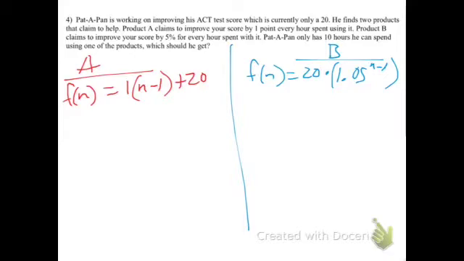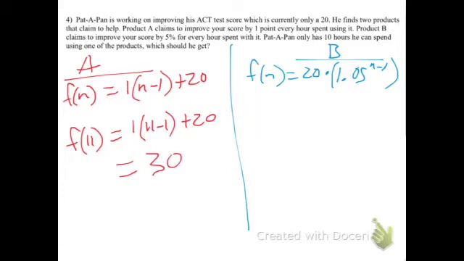With Plan A, if you plug in 10 hours, which would be the 11th term, because we're starting at 0, you'd have 1 times 11 minus 1, that's just 10, plus 20. Well, 1 times 10 is 10, add 20, you're looking at a score of 30 after 10 hours, which is the 11th term, so don't get confused by the 11.